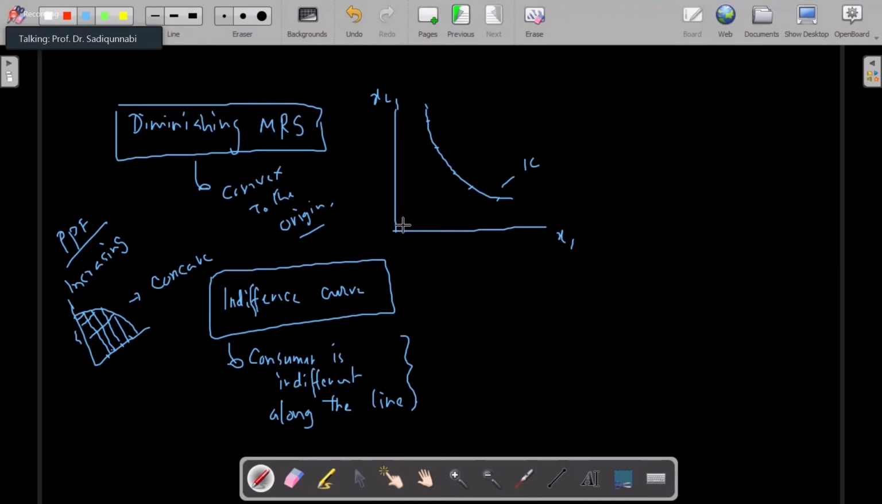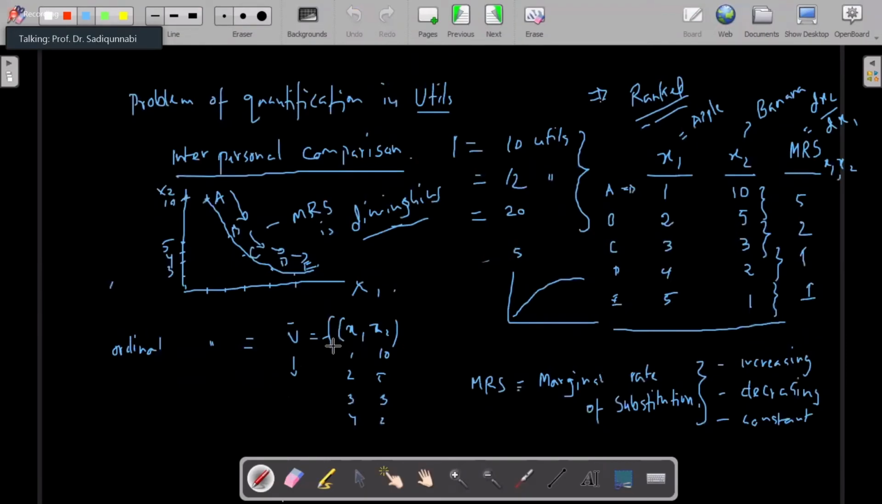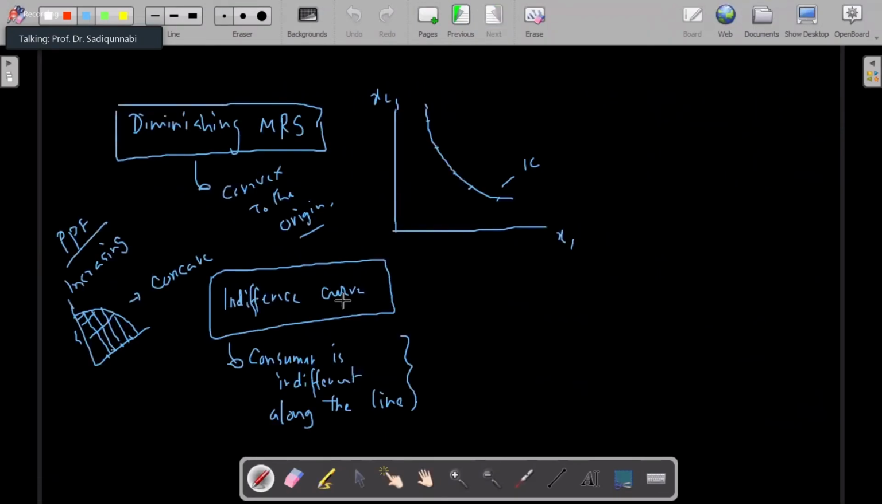Maybe because in ordinal utility, you always have to maintain the utility constant. This is the main reason. In ordinal utility, as a function, we are keeping utility constant. So whatever may be the point, any point gives the IC.